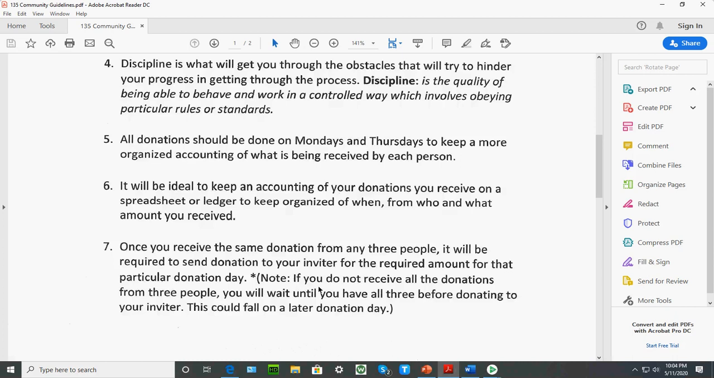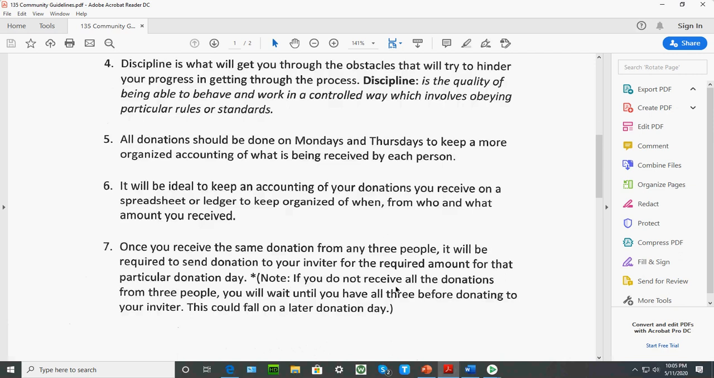Now, here's a note. If you do not receive all donations from 3 people, you will wait until you have all 3 before donating to your inviter. So it can actually fall on a later donation day. Meaning if you don't get all 3 donations of the same amount from 3 people, then you want to wait till you get it from all 3 people before you send a donation to the person that invited you. Because you can't send what you don't have. Make sense?